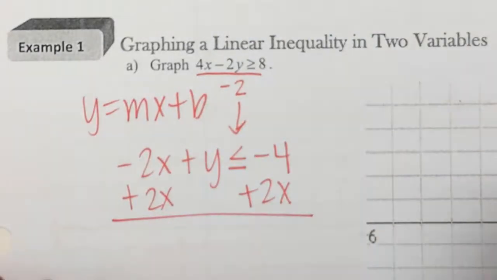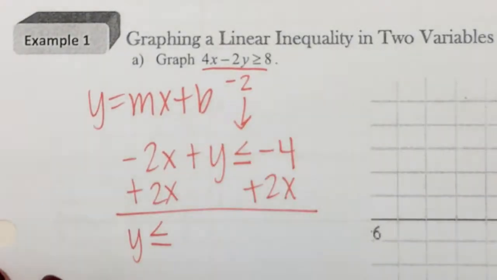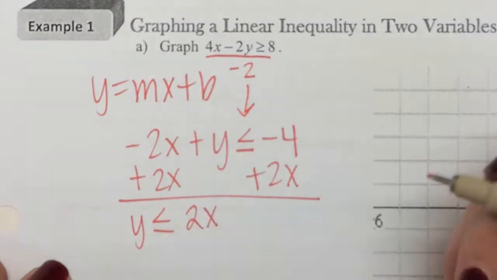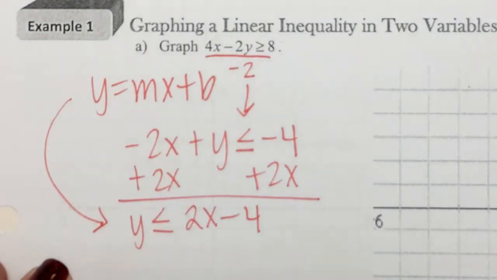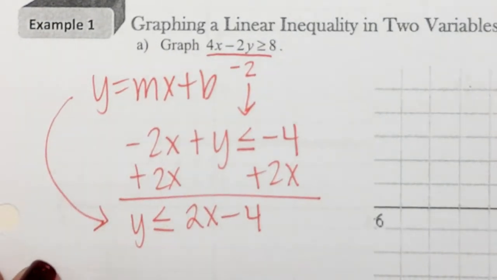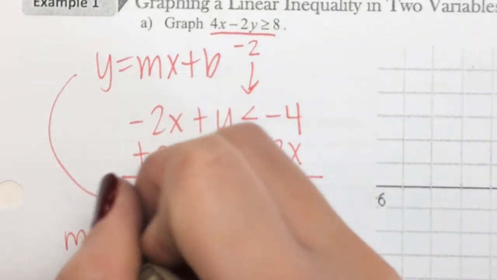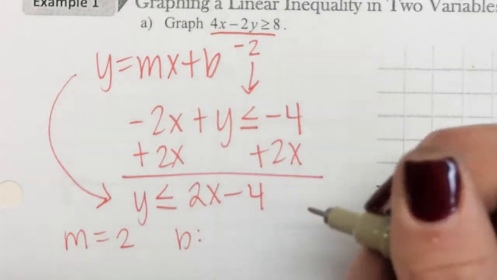Alright, so we'll have y is less than or equal to, what do I need to write first? 2x minus 4. So that way it can be in slope-intercept form. Alright, what's my slope here? Good. So m equals 2. What's my y-intercept? Good.